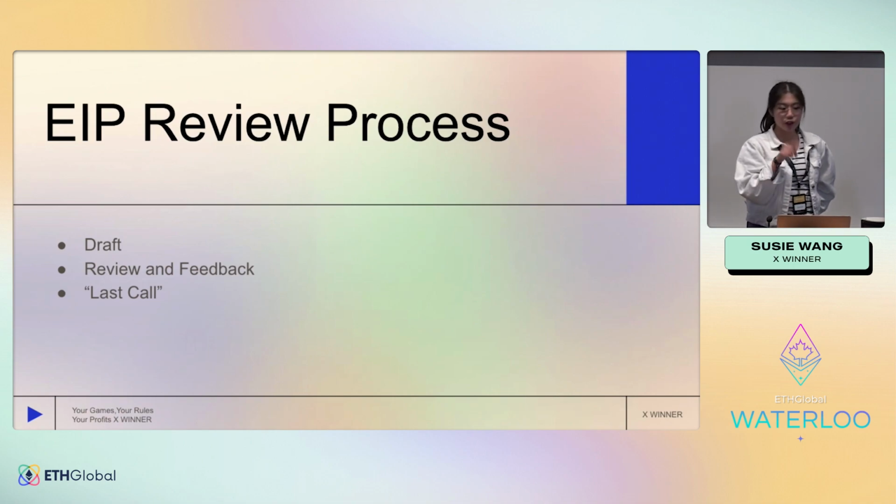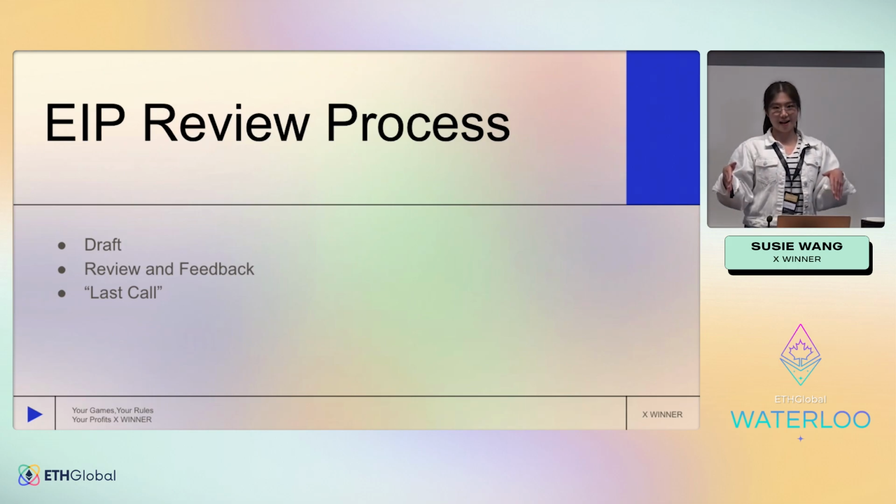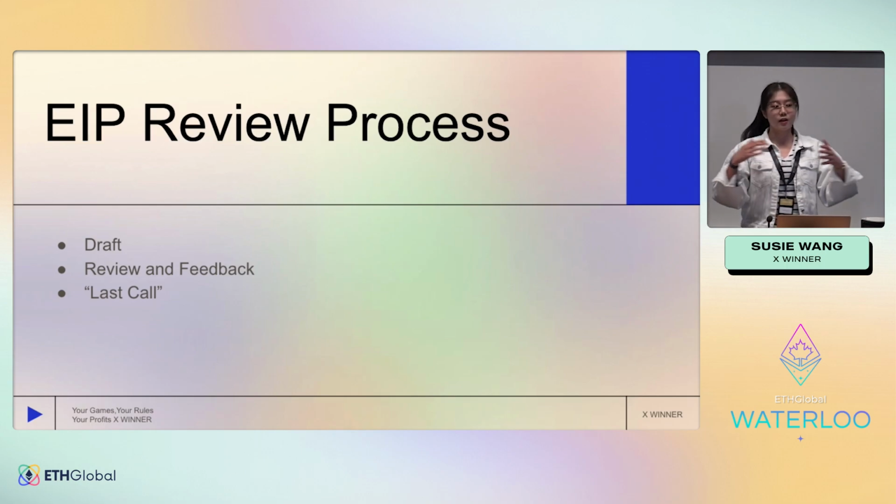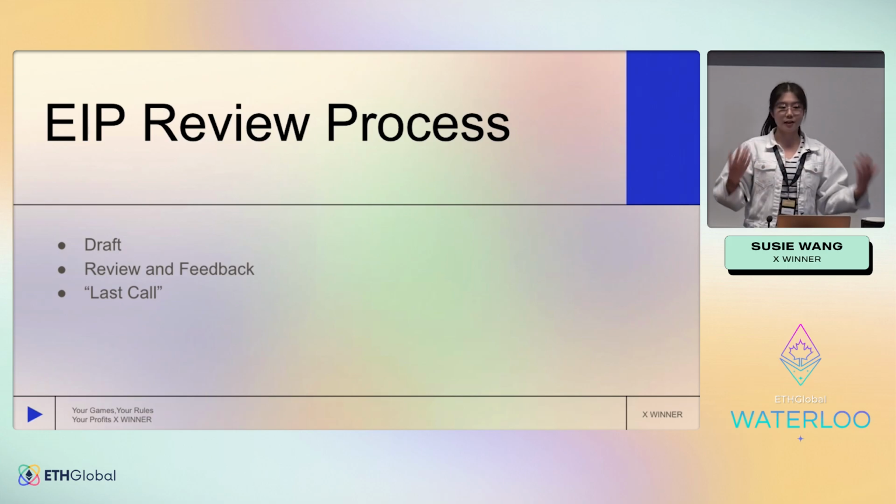I want to touch a little on the review process, in case some of you want to make an EIP proposal. First, you need to draft your EIP, then you go through reviews and feedback sessions, then there will be a last call for content or feedback, and then it will be published to Ethereum.